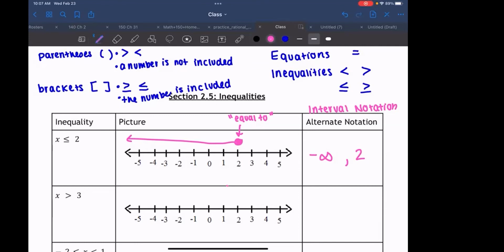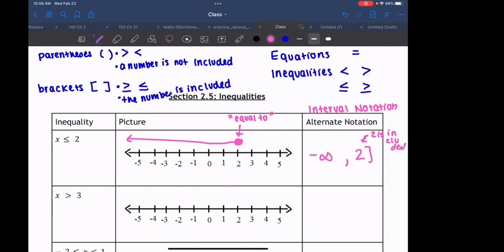So, let's see. Let's do the 2 first. So we have x is less than or equal to 2. So over here with the 2, am I going to use a parentheses or a bracket? Bracket, good. What I mean by the number is included or not included is, we're putting a bracket because 2 is included. Does that make sense? I kind of said that a little weird, but yeah, 2 is included there. I wrote that really messy.